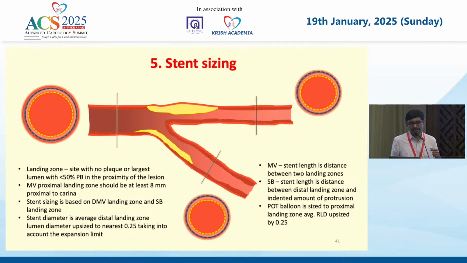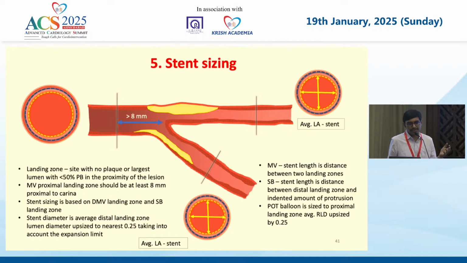Stent sizing is based on the landing zones, and the landing zones are the sites with no plaque or the largest lumen with 50% plaque burden in the proximity of the lesion. The main vessel landing zone should be at least 8 millimeters proximal to the carina, to help you get a good POT done. Stent sizing is based on the distal main vessel landing zone and side branch landing zone. Stent diameter is the average of the distal landing zone lumen diameter, upsized to the nearest 0.25, taking into account the stent expansion limit in the main vessel.